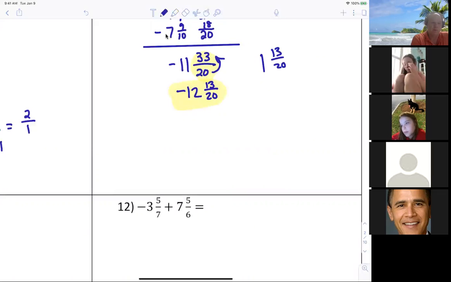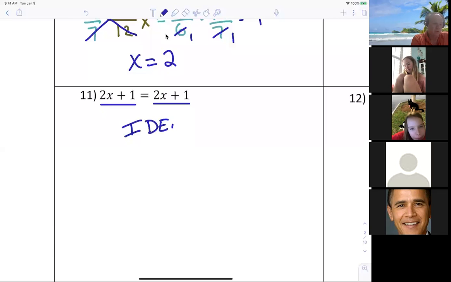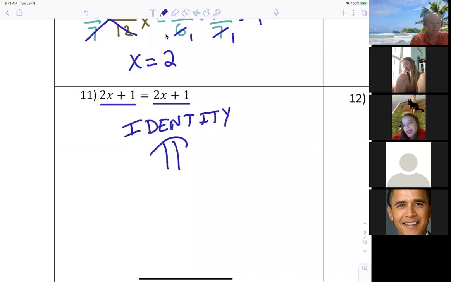All right, now when does 2x plus 1 equal 2x plus 1? No solution. No, it's the identity. Right, which is all real numbers. All real numbers. Everybody okay with that?